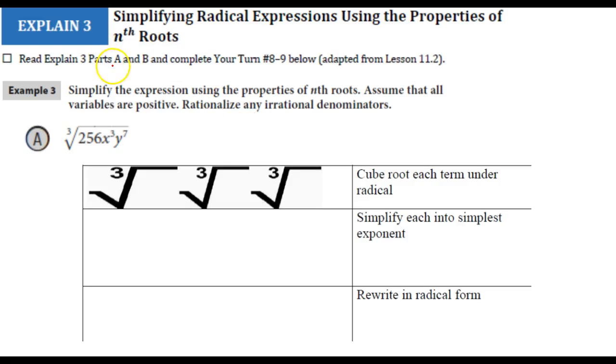Alright, welcome back for Explain 3, simplifying radical expressions using properties of the nth root. So here we have our letter A, simplify the expression using properties of the nth root. So we have cube root 256, x to the third, y to the seventh.